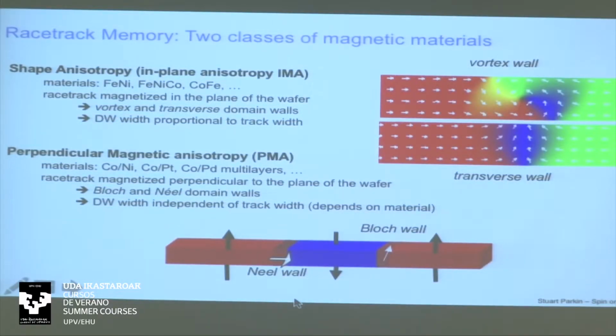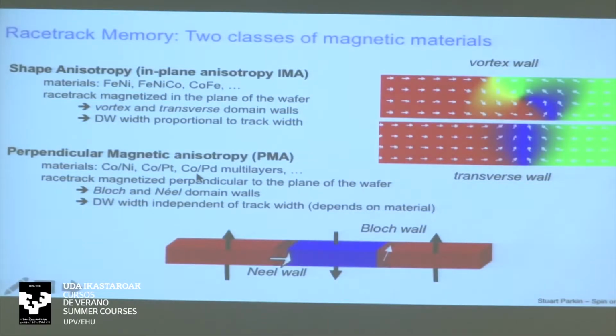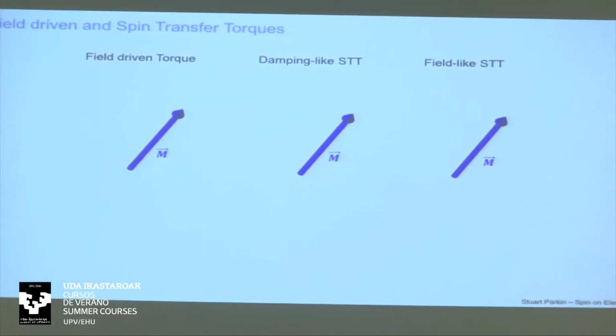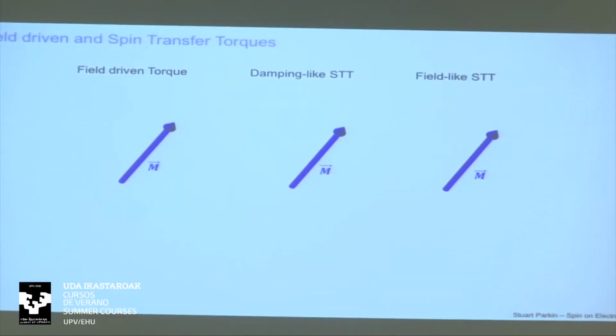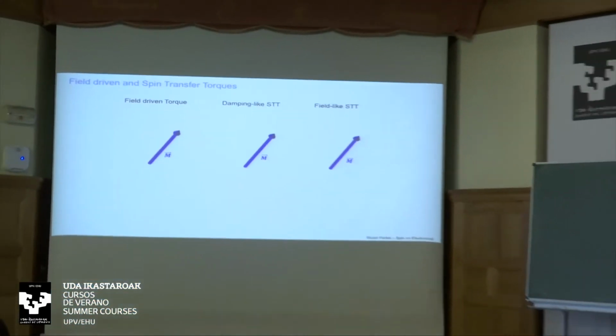Typically, we can atomically engineer perpendicularly magnetized materials by forming multilayers from, let's say, cobalt coupled to nickel layers or platinum or palladium, where each of these layers is just 1 or 2 unit cells thick. I'm not going to discuss the physics in too much detail, but basically we can then drive these walls using a magnetic field or using spin transfer torques by delivering spin angular momentum from spin polarized currents.